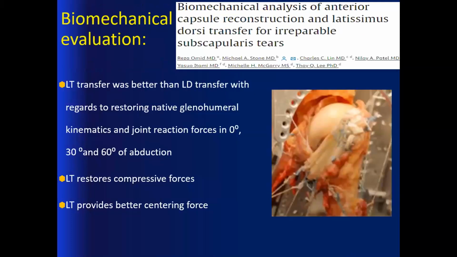And also lower trapezius transfer was better than LD transfer with regards to restoring the native glenohumeral kinematics and stability, and also joint reaction forces in 0 degree, 30 degrees, and 60 degrees of abduction. Whereas LT transfer also restores the compressive forces, and also LT provides better centering forces.